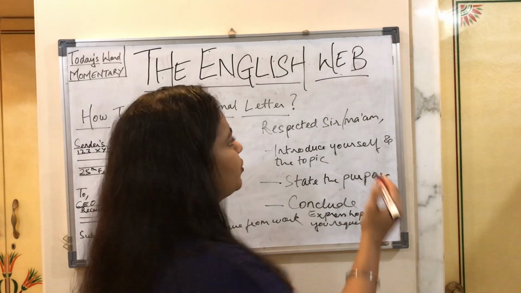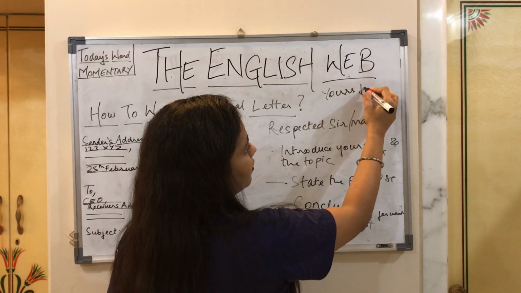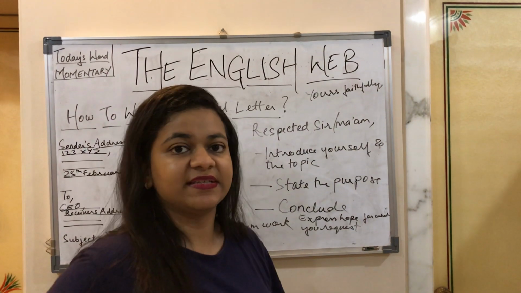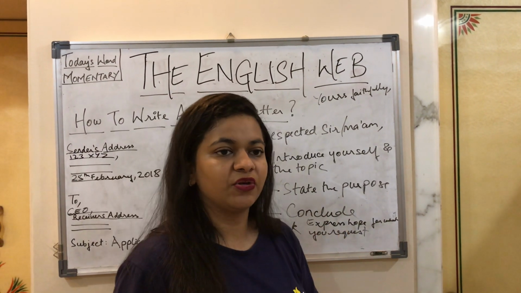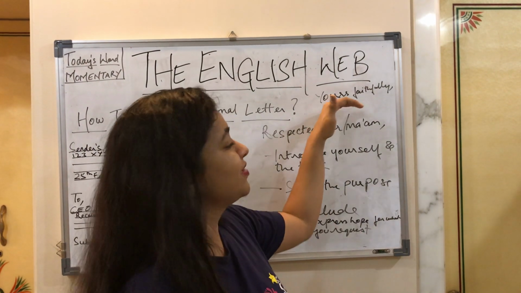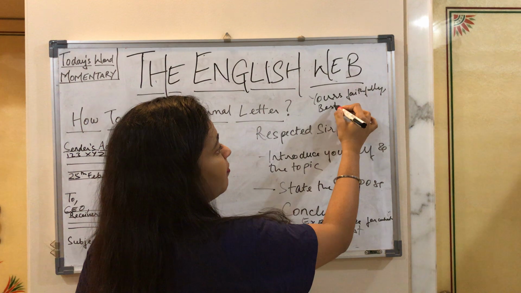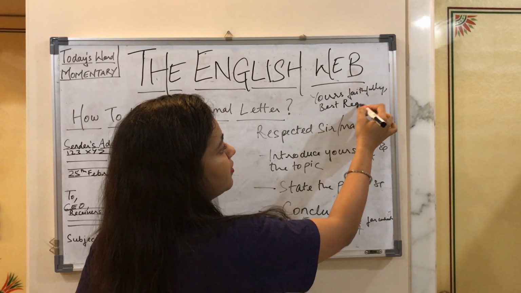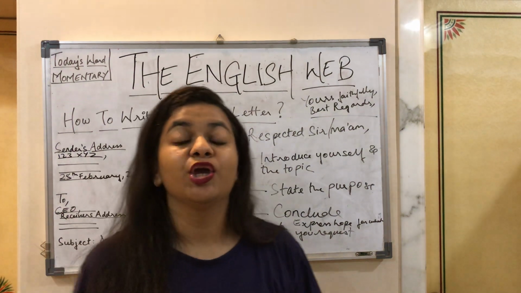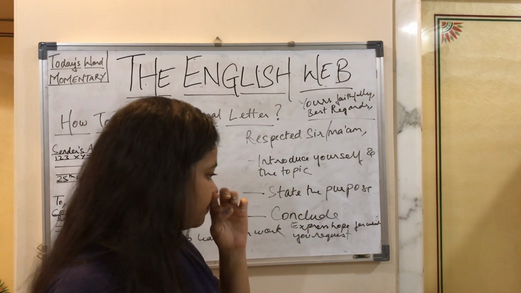Now if it's a boss, you would always wish to write yours faithfully. But in some cases, if you feel that you are writing to someone above you, but still you don't want to sound too formal, then you can also use best regards, comma followed by your name. So that is ideally how you write a formal letter.